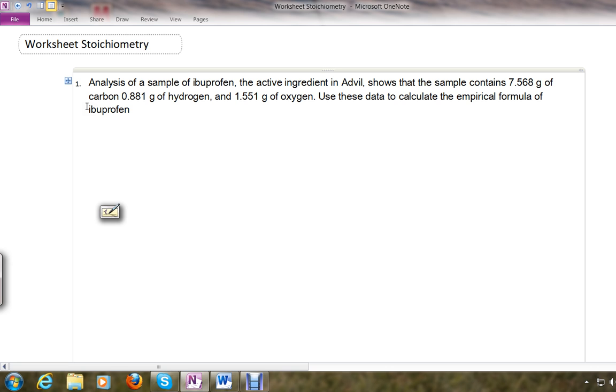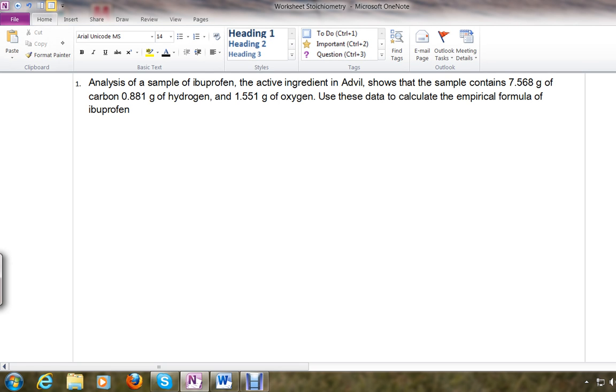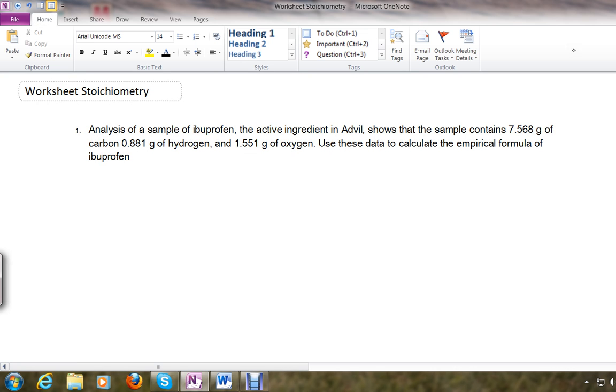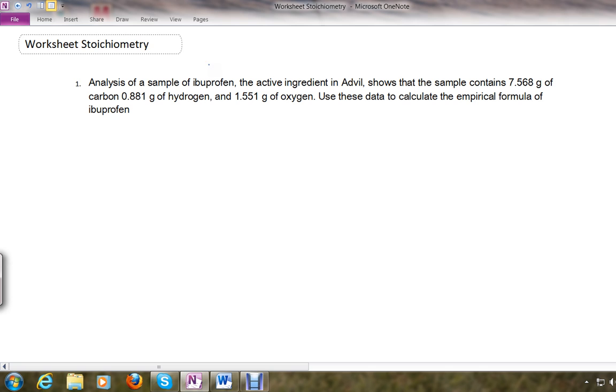The active ingredient in Advil shows that the sample contains 7 point, and this is pretty simple. The other one, the menthol, is a little bit more difficult, so that's why we're going to go ahead and do both of them. Let's start with this.